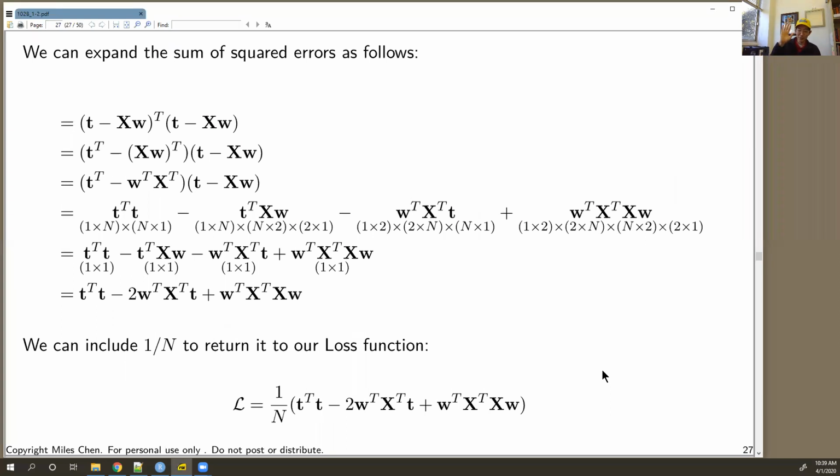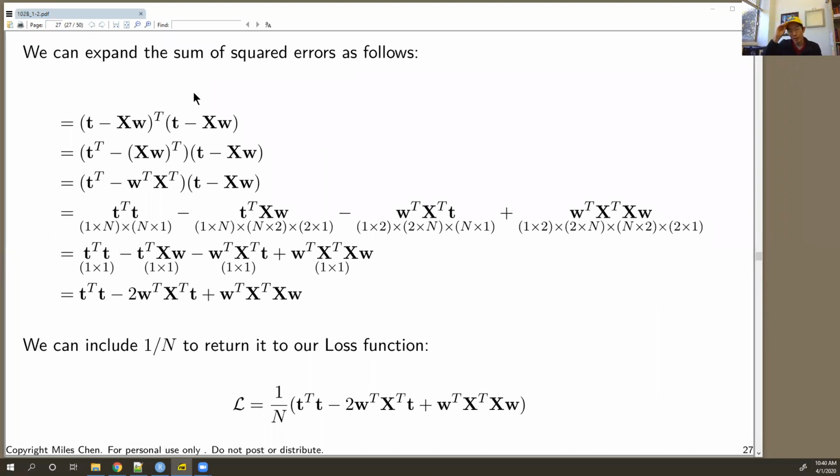All right, so this slide, there's a whole bunch of stuff here. Basically, what I want to do is expand this out. So I've got t minus xw transpose times t minus xw. I'm going to go ahead and clear your statuses here. And I'm going to expand this out.